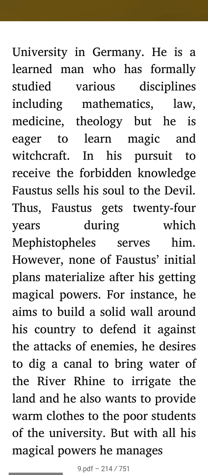Thus, Faustus gets 24 years during which Mephistopheles serves him. However, none of Faustus' initial plans materialize after he gets magical powers. For instance, he aims to build a solid wall around his country to defend it against the attacks of enemies. He desires to dig a canal to bring water of the river Rhine to irrigate the land, and he also wants to provide warm clothes to the poor students of the university.